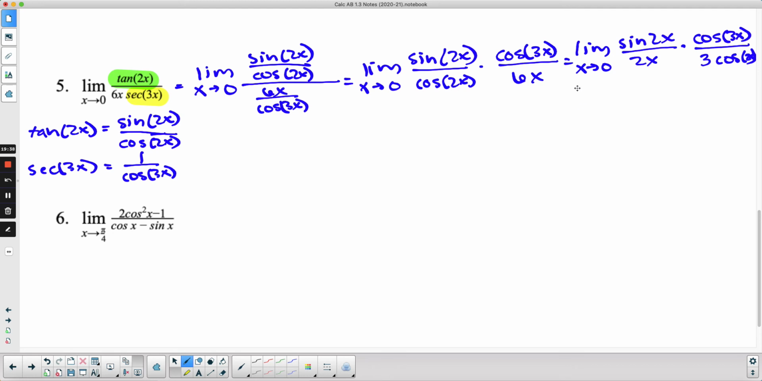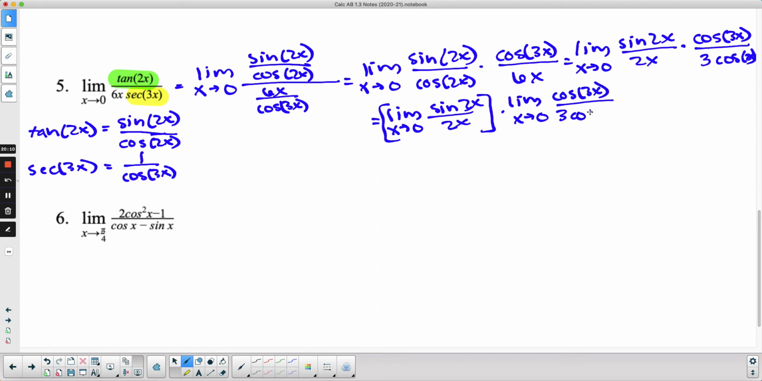So now let's take a look. I'm going to keep my work down here. So now I have the limit as x goes to 0 of sine of 2x over 2x, which I know is going to be 1. Woohoo! And then the limit as x goes to 0 of cosine of 3x over 3 cosine 2x. We've done some master manipulation here. So I know that this one's 1.